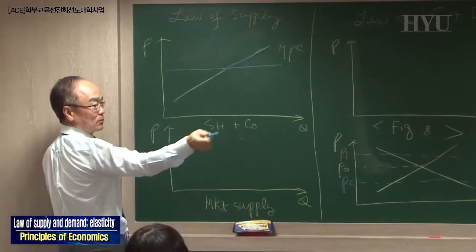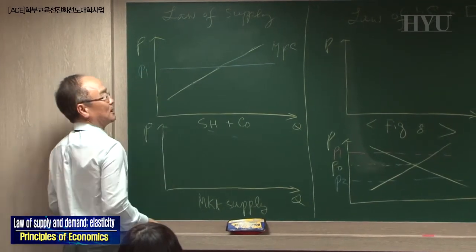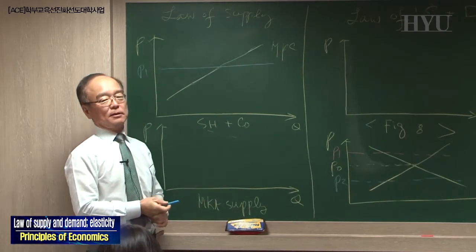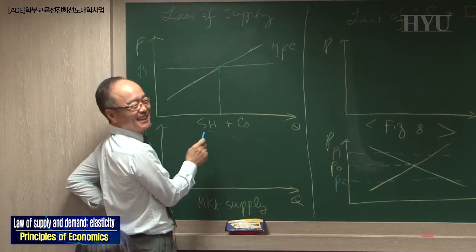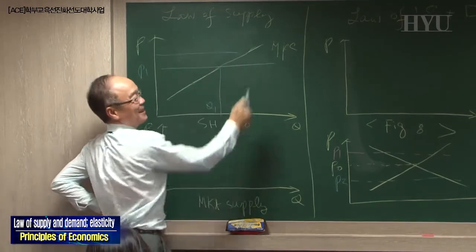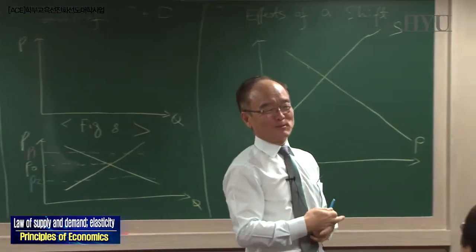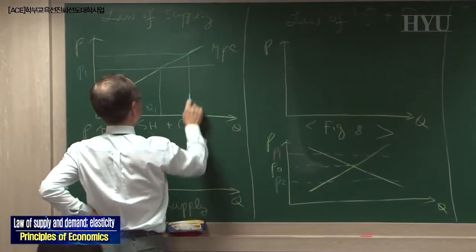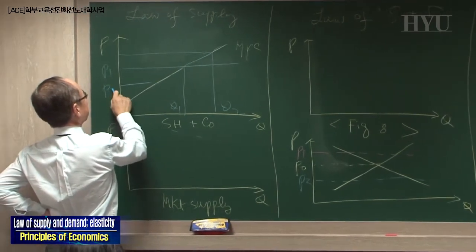So, this is your issue. If the market price is P1, how many would you produce? Q1. How do you know that? Q1. If the market price is P2, how much would you produce? Q2. How about P3?